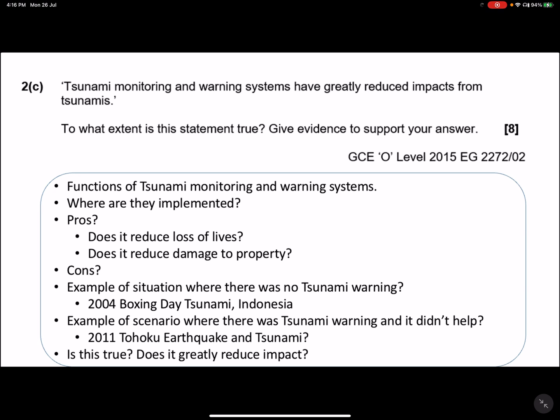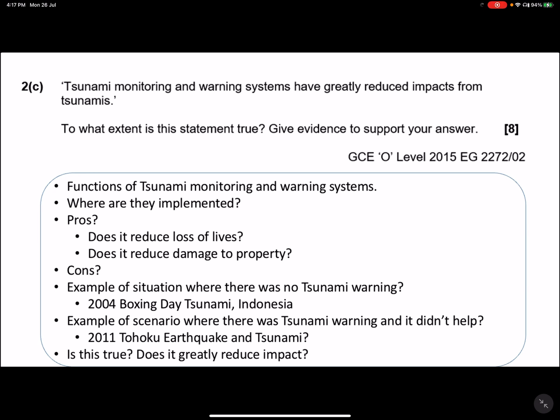Ignore the word "to what extent"; just answer whether it is true or false and give evidence to support. So you need to think about this very carefully. What are the functions of tsunami monitoring? Where do you know that we have implemented this? What are the pros of this? Has it done wonders in terms of loss of life in the location that you're going to talk about?